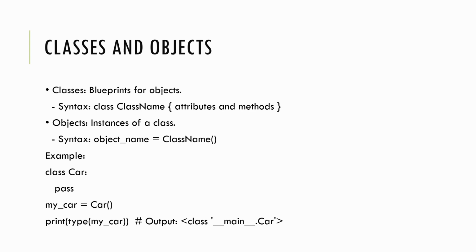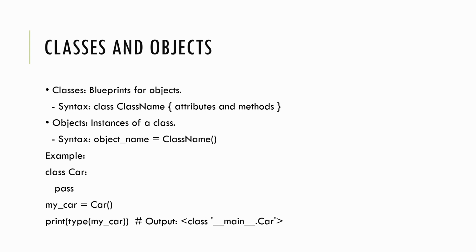In OOP, classes are blueprints for creating objects. They define the attributes and methods an object will have. You can think of a class as a template for an object. To create an object, you instantiate it from the class.